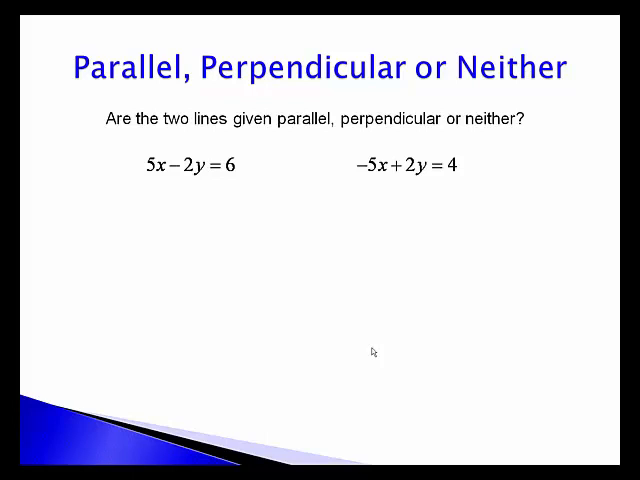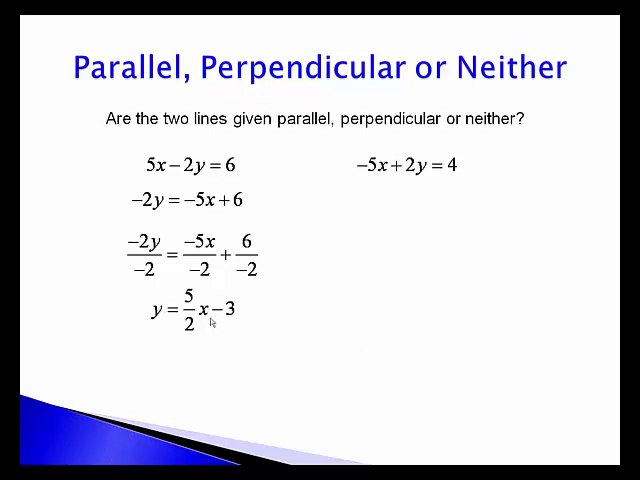In order to answer this question, we'll need to calculate the slope of both of these lines. Let's start with the one on the left. We'll begin by subtracting 5x from both sides, so we have negative 2y is equal to a negative 5x plus 6. We then will divide everything by negative 2, and that will give us y is equal to negative divided by negative is positive 5/2 x minus 3. Let's notice here what the slope is of this line. I see the number in front of the x is right there, so our slope is 5/2.